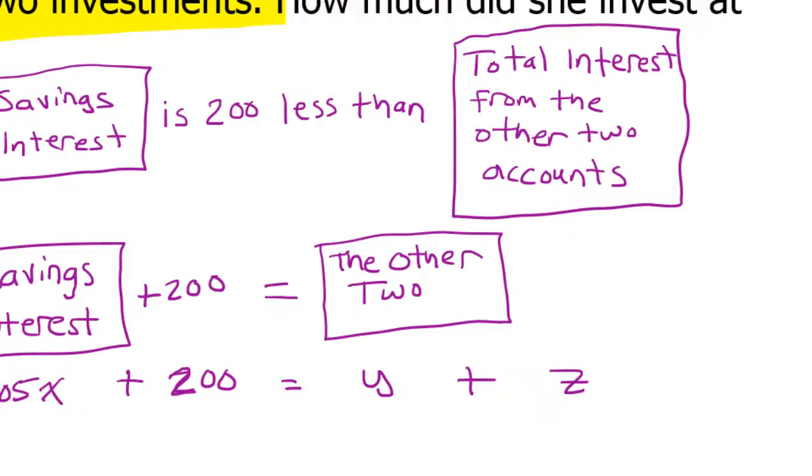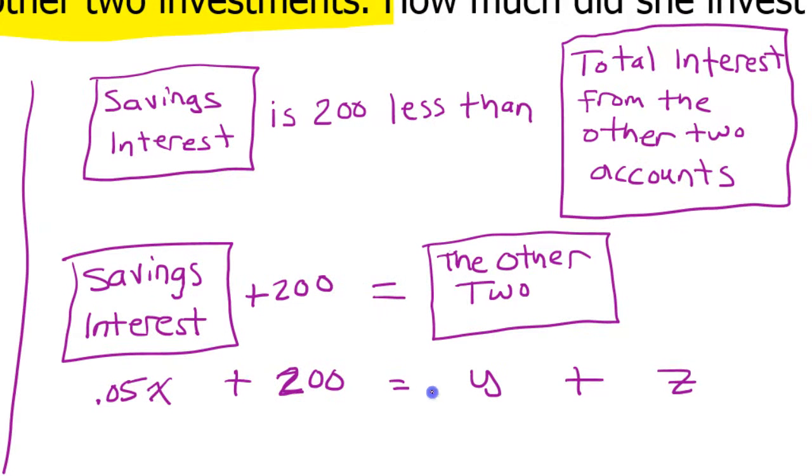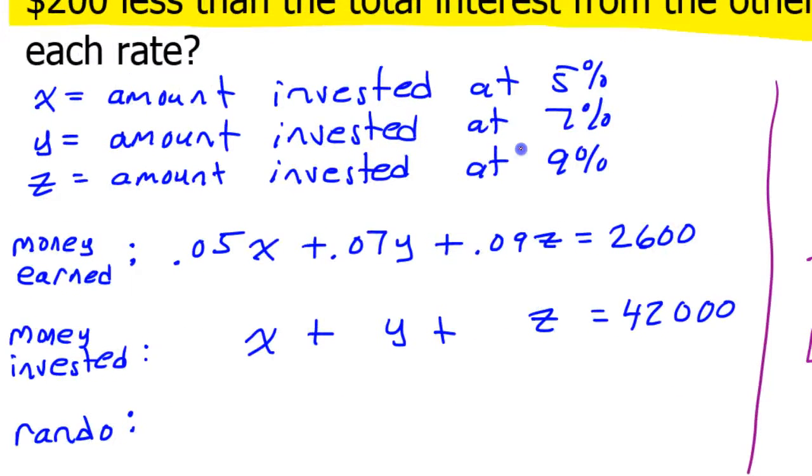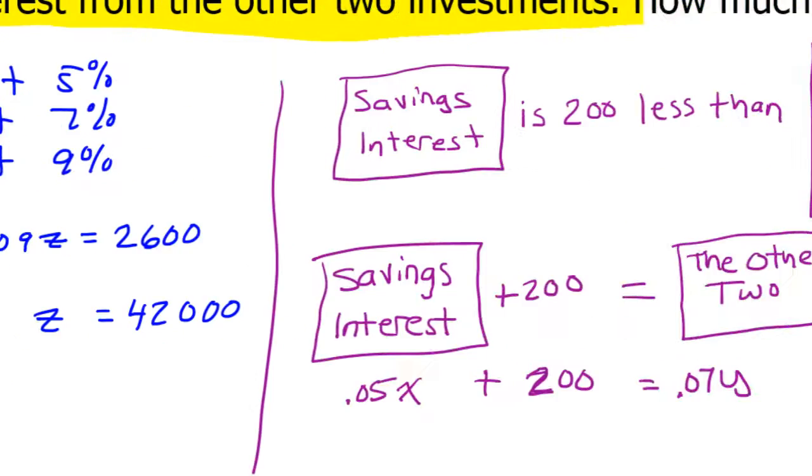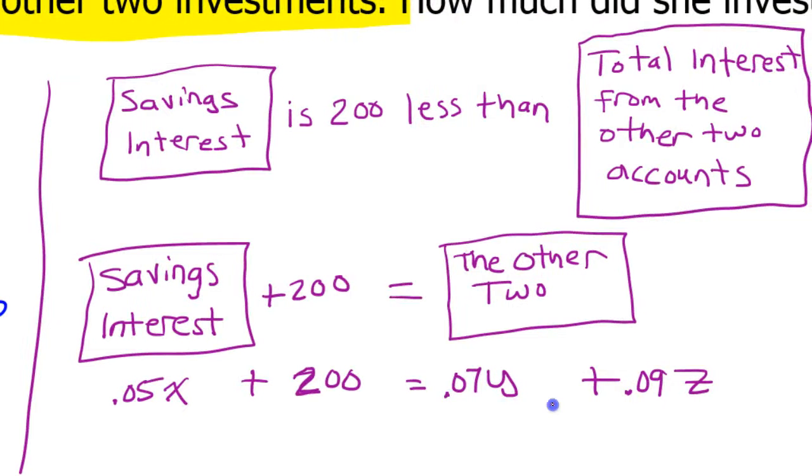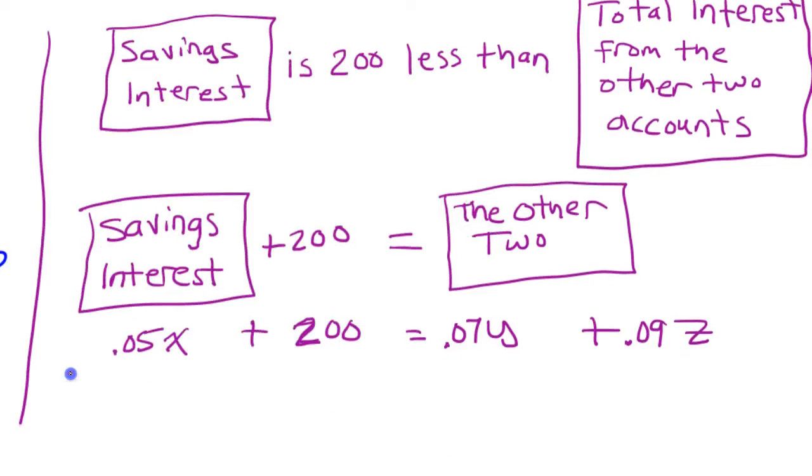Okay, now the interest is going to be 7% for this account and 9% of the amount we invested in the third account, 7% and 9%. All right, so if we want the interest, you have to go ahead and take the percentage by multiplying with these decimals. Okay, so this is now a valid equation. The savings interest plus $200 should equal the total amount of interest from the other two accounts.